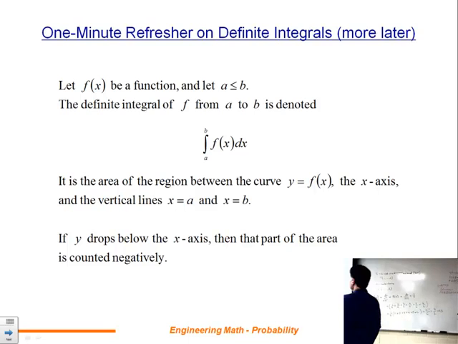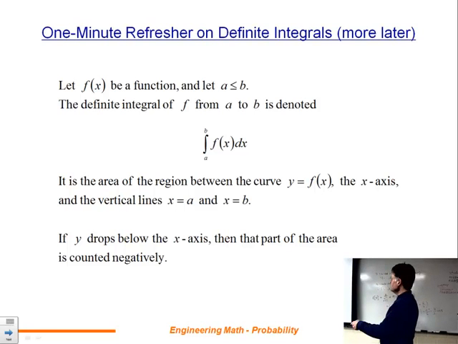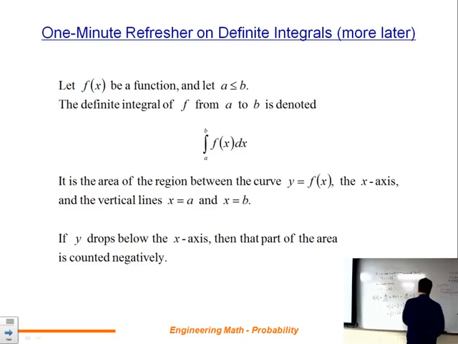So let f of x be a real valued function, and let a and b be real numbers, and say that a is less than or equal to b. Then the definite integral of f from a to b we denote like this. It's this old-timey sum thing. That's actually an old-timey s. And the limits, we put a on the bottom and b on the top, and we write f of x dx. This is the area of the region between the curve y equals f of x and the x-axis. Those are the horizontal borders, and the vertical borders are the vertical lines x equals a and x equals b.